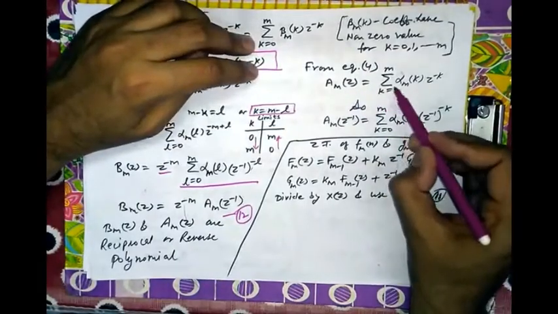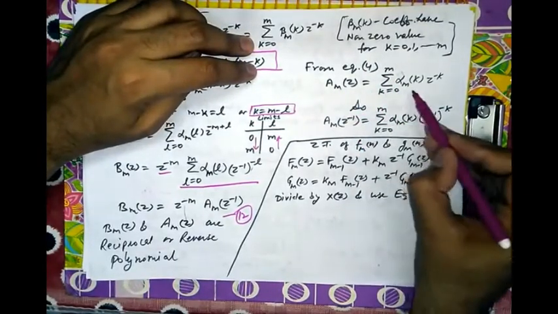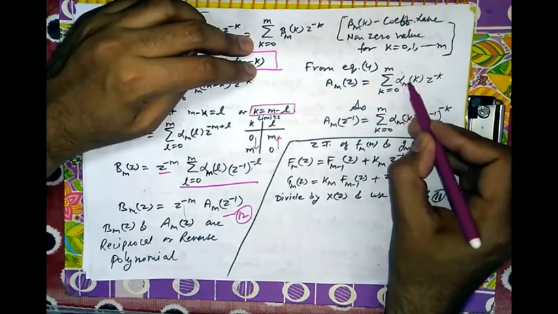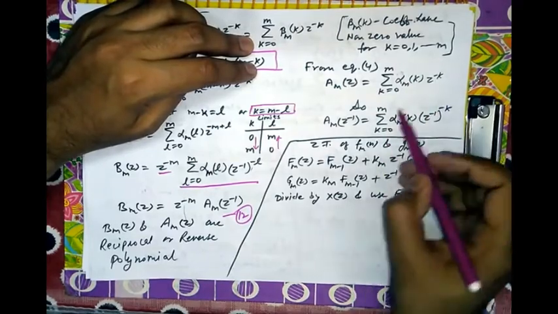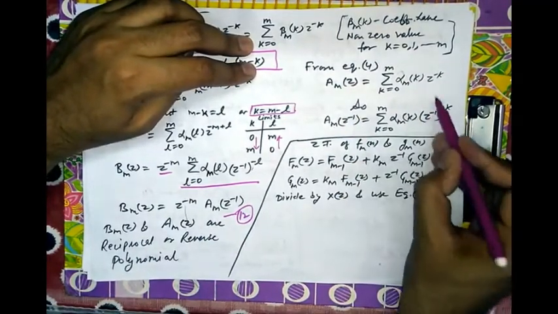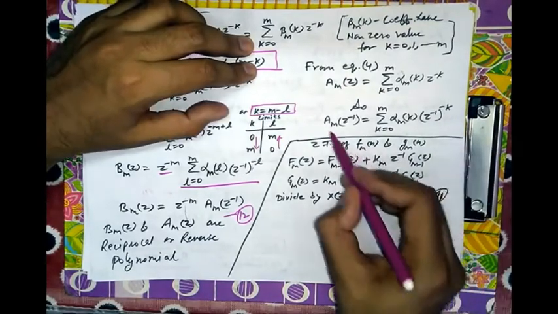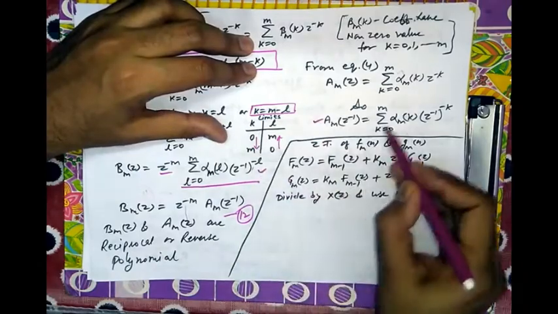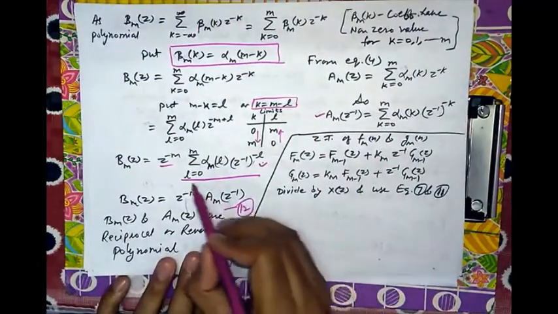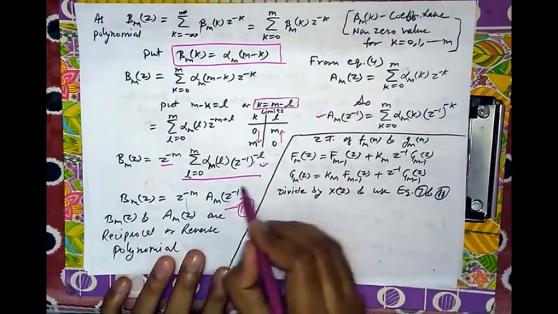is equal to, we know that A_m(z) and alpha_m(k) are a z transform pair. One is in time domain, the other is in z domain. A_m(z) equals the sum from k equal to 0 to m of alpha_m(k) z to the power minus k. Suppose we replace z by z inverse, then the equation will become similar to this equation, so we can place A_m(z inverse) here.